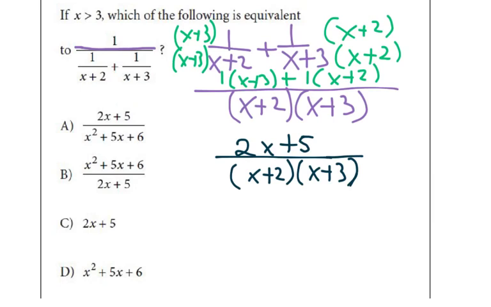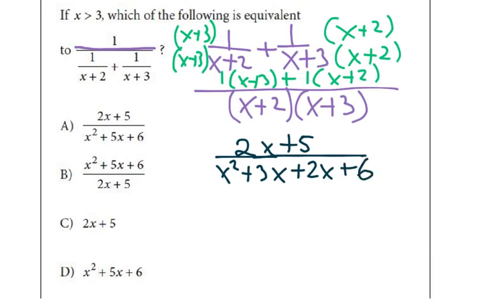So just to save space, I'm going to erase my denominator, and I'm going to multiply x plus 2 times x plus 3, because if I look at my answer choices, all of them are distributed. So I'm going to multiply x plus 2 times x plus 3 by FOILing, by the distributive property. So x squared plus 3x plus 2x plus 6. So my expression is 2x plus 5 over x squared plus 5x plus 6.